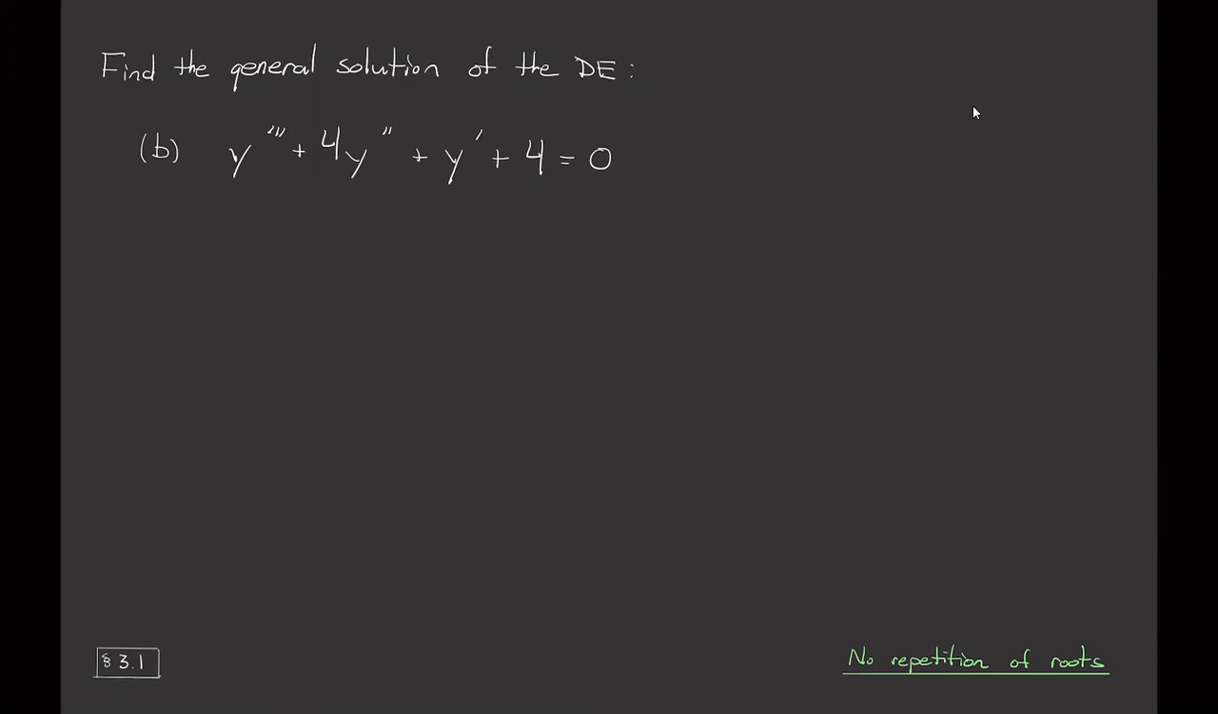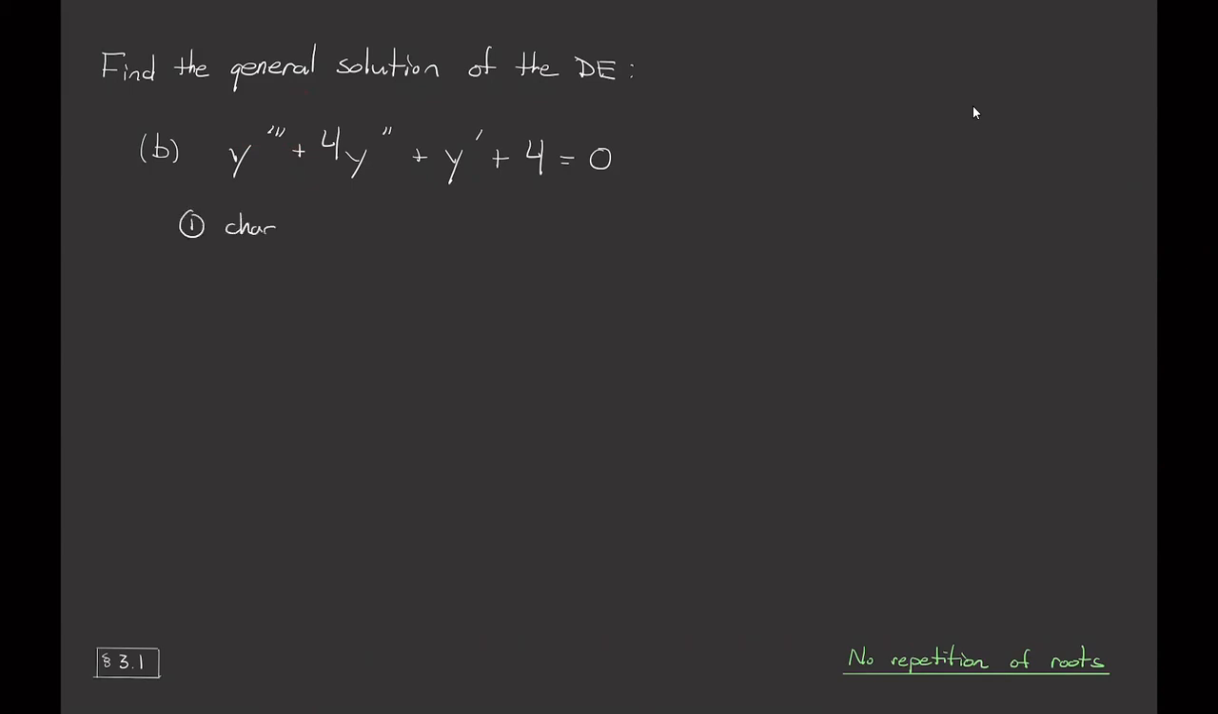Actually, yeah, let's do one more example here. What's different here is this is higher than second order. Namely, it's third order. And the reason I have this example here is to show what happens when you have both complex and real roots together.